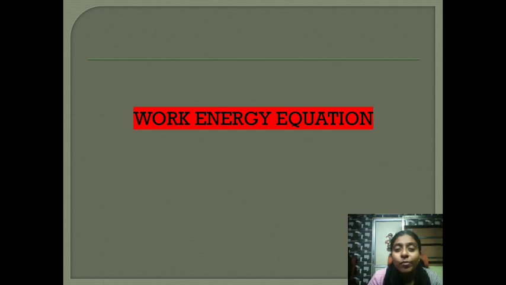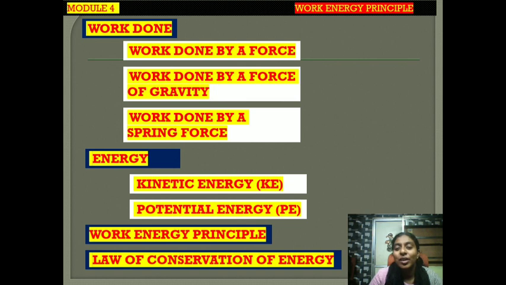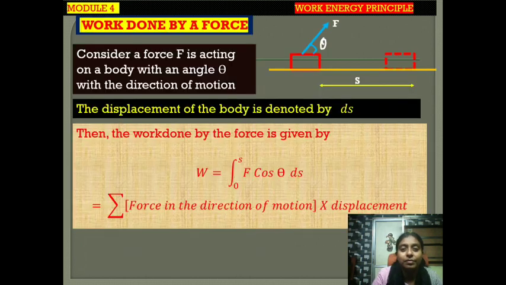Now we will move on to the work energy equation. In the work energy equation we will study these terms: work done, and in work done we will see the work done by a force, work done by the force of gravity, work done by a spring force, then energy, that is kinetic energy and potential energy, and the work energy principle and law of conservation of energy. So first one is work done by a force.